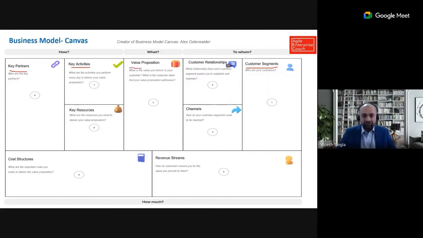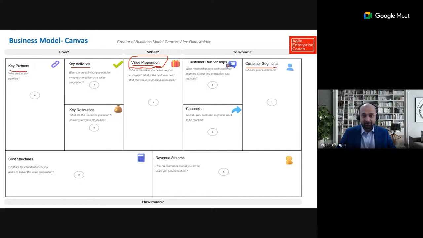Then the next one is value proposition. Value proposition is the second section, and what you capture here is what's compelling about your product or proposition. Why should the customer buy or use your product? What is the value you are bringing to the life of your customer? That kind of stuff you are going to capture in the value proposition section.